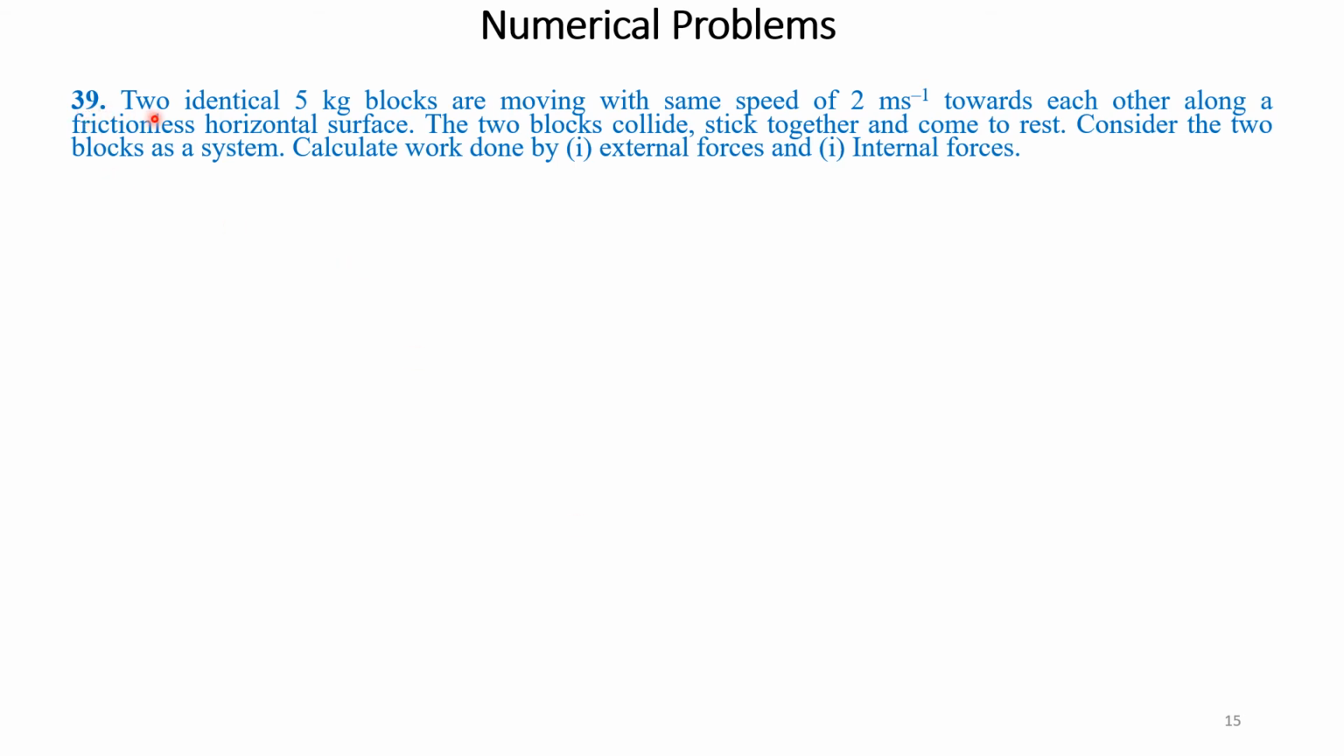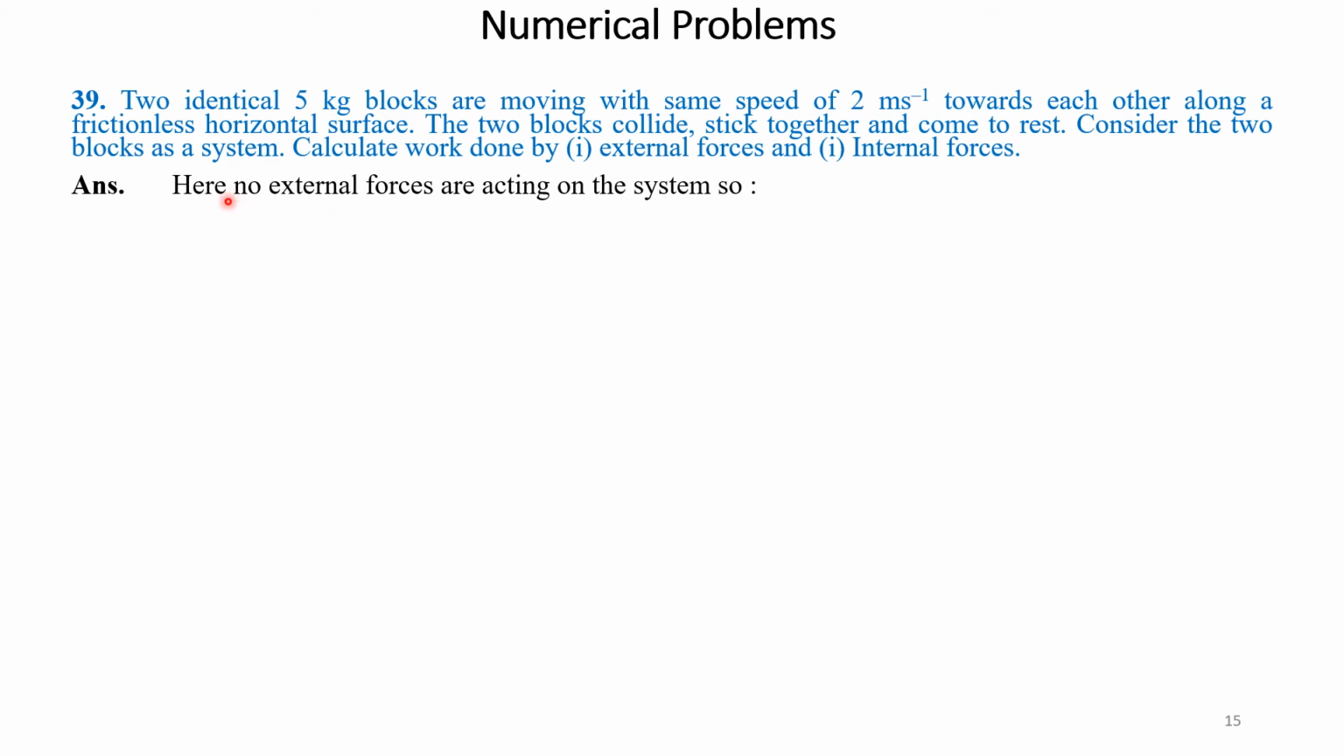Question number 39. Two identical blocks of weight 5 kg are moving with the same speed of 2 meters per second towards each other along a frictionless horizontal surface. The two blocks collide, stick together and come to rest. Consider the two blocks as a system. Calculate the work done by external forces and internal forces.